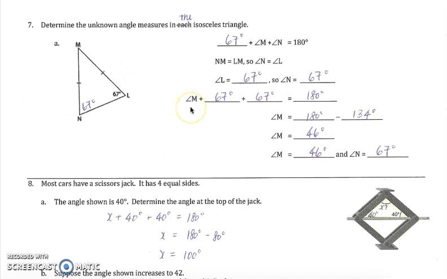So now we can write the statement: angle M, the unknown, plus 67 degrees, plus another 67 degrees is 180 degrees. Angle M is therefore 180 minus 134, making angle M 46 degrees. And here we just summarize our findings, stating angle M is 46 degrees and angle N is 67 degrees.